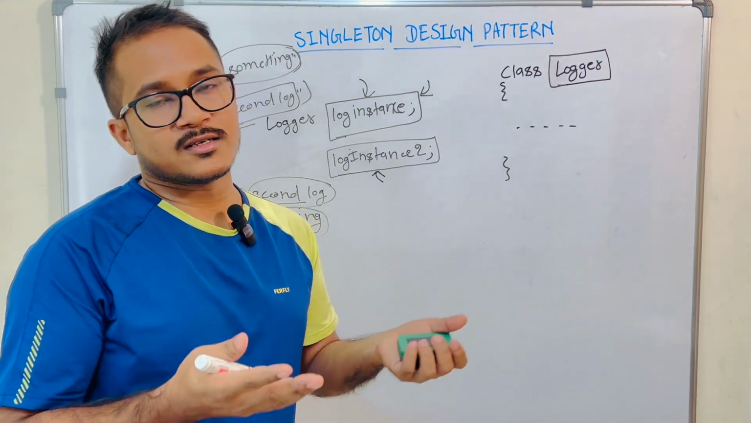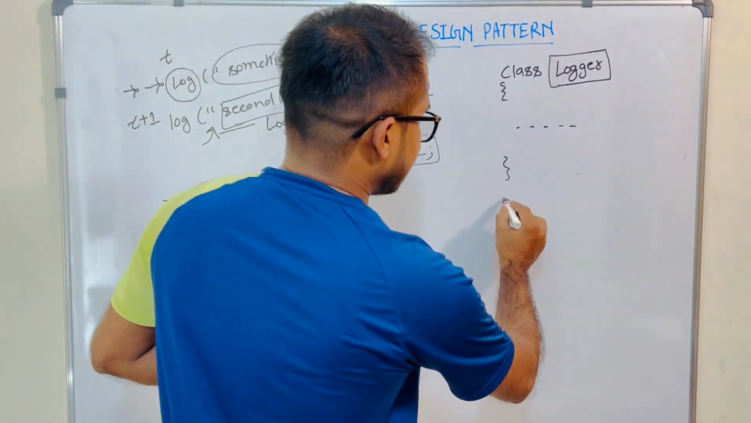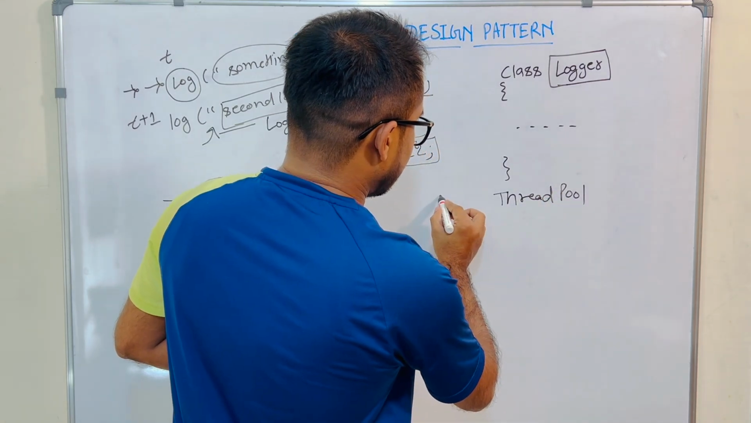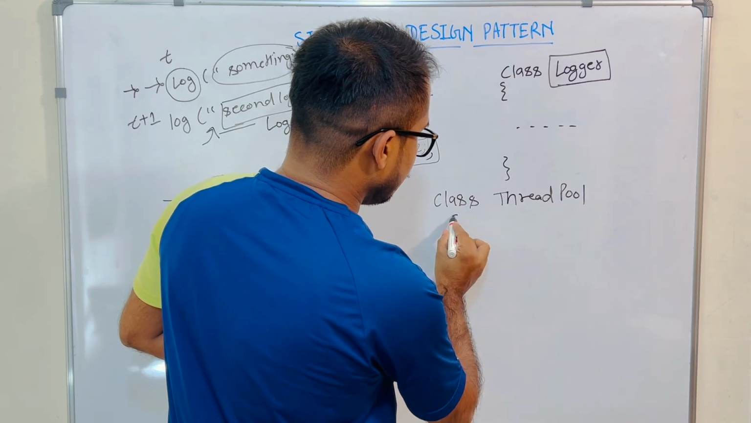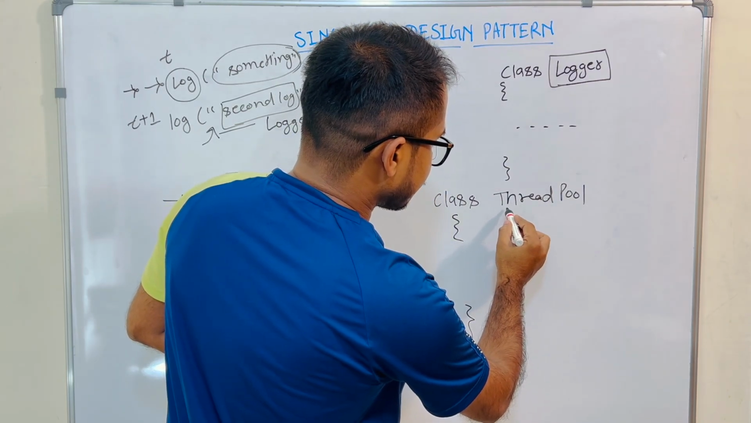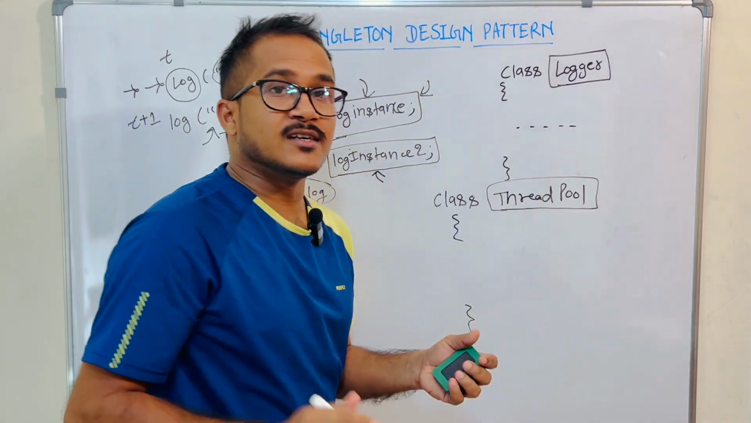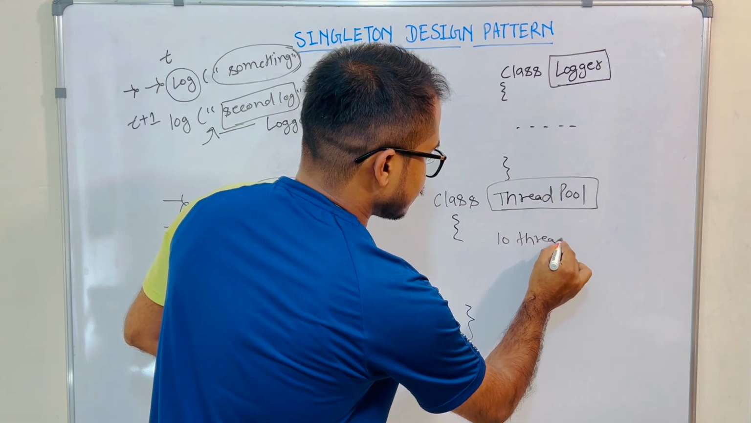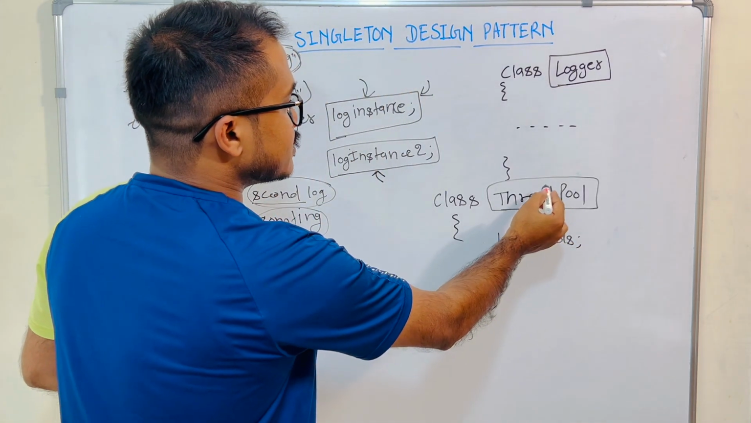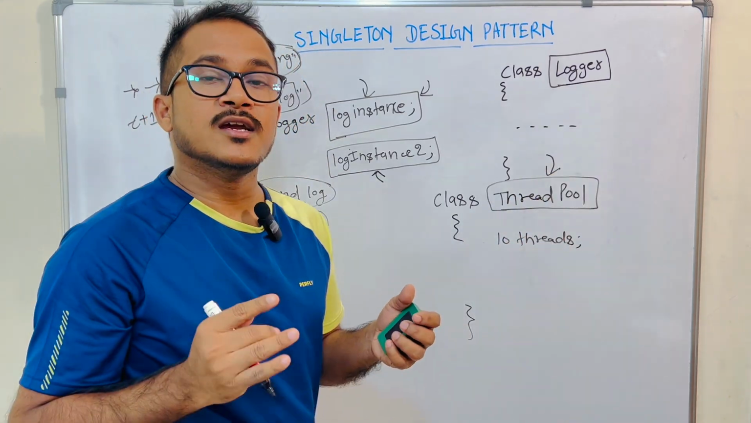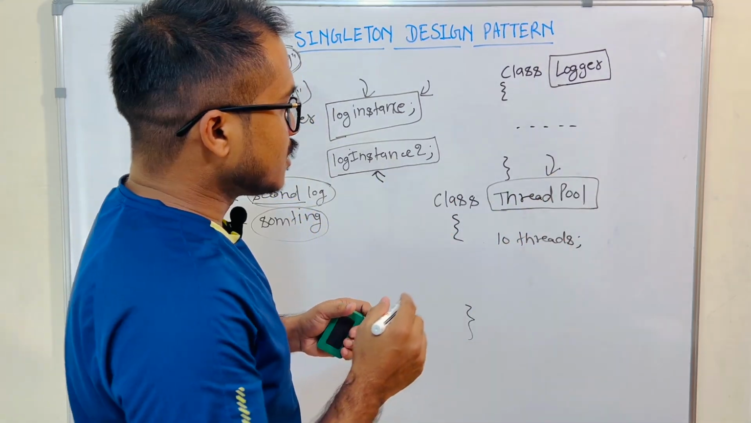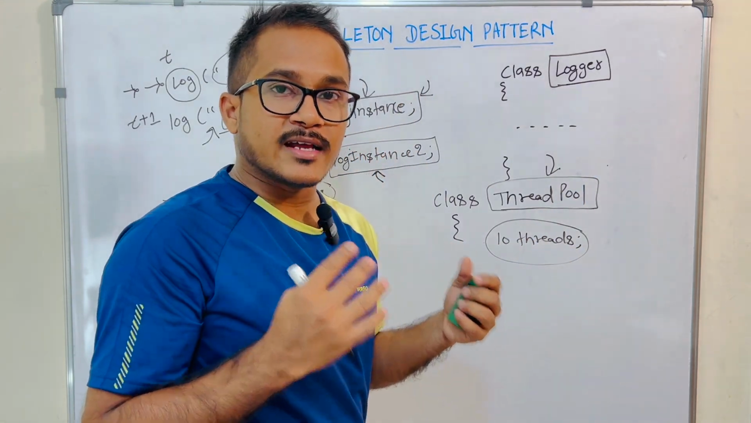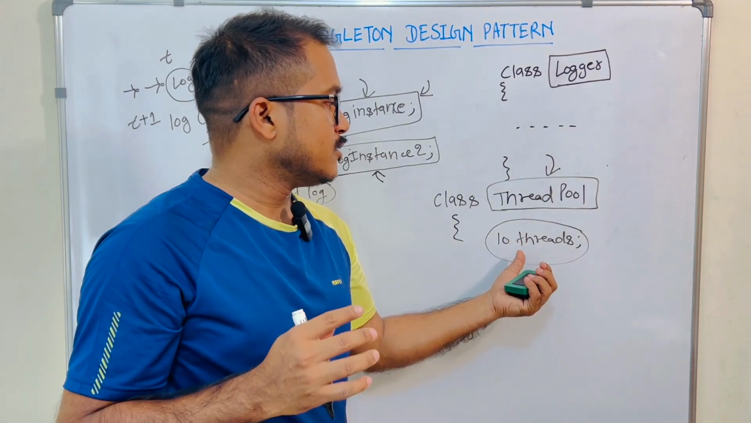There can be other problems as well. For example, let's say there is a thread pool inside your system. So let's say this is class ThreadPool, and this class is responsible for managing different threads inside the system. Let's say this class manages 10 threads. So what you want is the single instance of this class inside the entire system. Why? Because you want only a single manager of all these 10 threads, so that your entire system can manage all the threads in an efficient way.